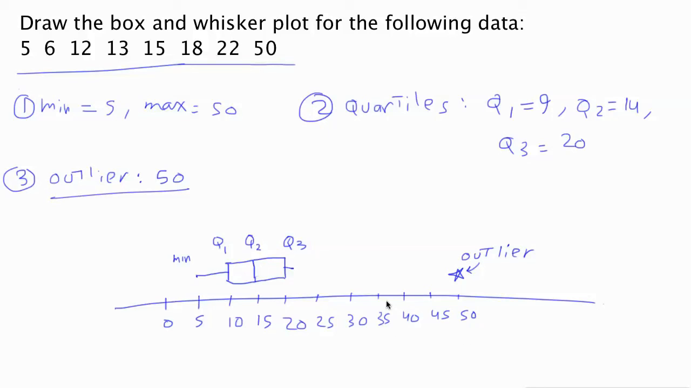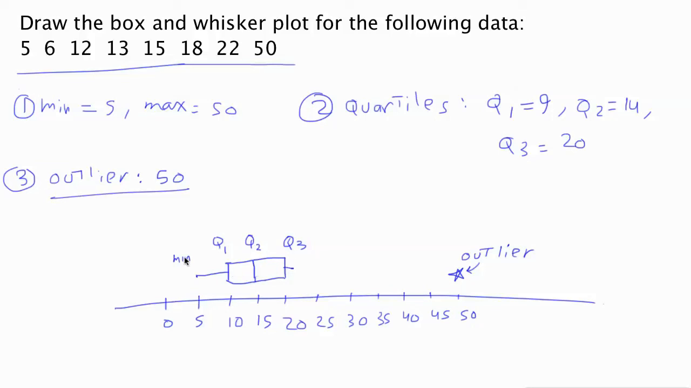So this is the main difference between the case when there is an outlier and when there is no outlier. If this is not an outlier, we connect it all the way to the maximum. But if there is an outlier, then the whisker doesn't reach the outlier. It goes to the value next to the outlier. And the one next to the outlier here is 22, which is here, and that's how the whisker will look in this case.